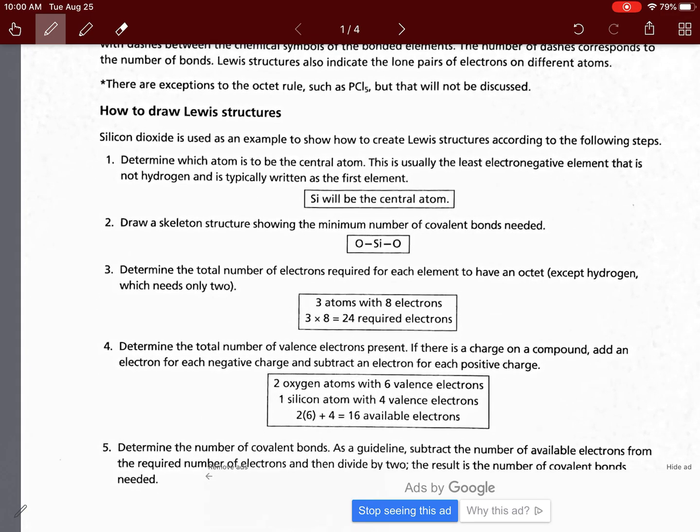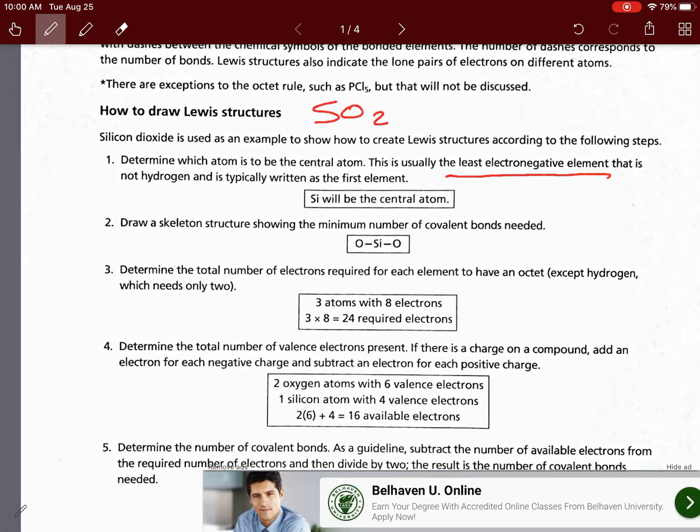So if you go through, they're going to use silicon dioxide, SiO2, as our example, okay? So we determine which atom is the central atom, and it is usually the least electronegative element that is not hydrogen. And then you draw a skeleton structure that shows the minimum number of covalent bonds needed. So Si will be in the middle, and there's an oxygen on each side.